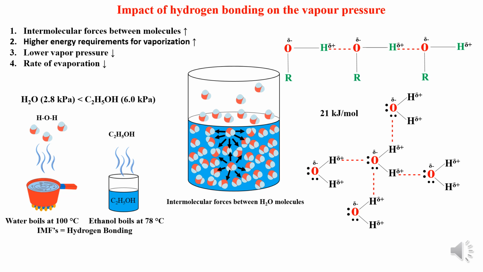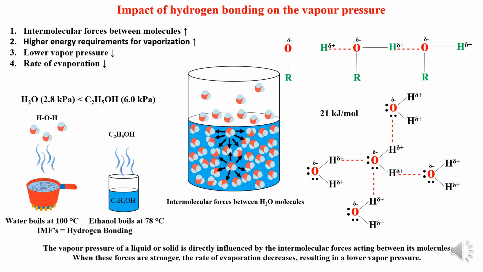It evaporates easily because of a greater vapor pressure as compared to water. So the vapor pressure of a liquid or solid is directly influenced by the intermolecular force acting between its molecules. When these forces are stronger, the rate of evaporation decreases, resulting in a lower vapor pressure.